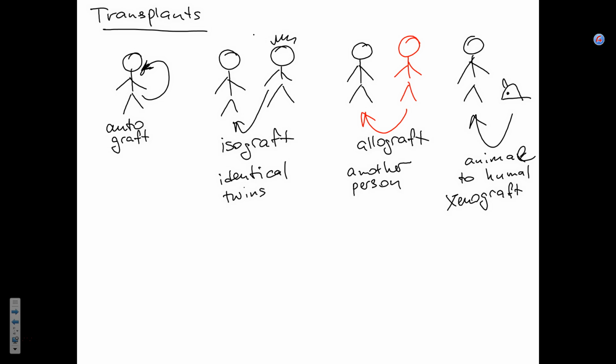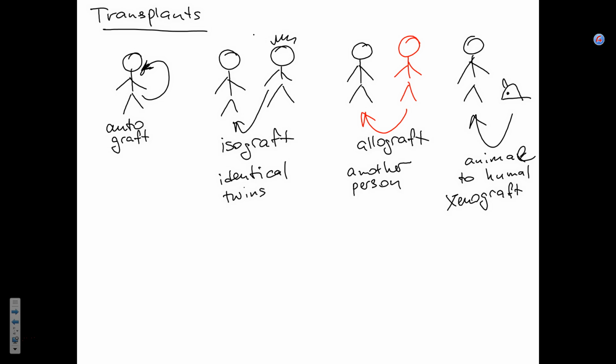So the problem is rejection, correct? How do we fight rejection? Antibodies are the most recent option. Usually various types of immunosuppressants. Cortisol is like the go-to option. Now, what is the mechanism of rejection?